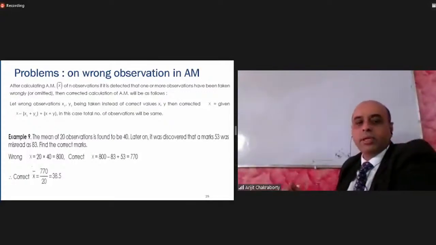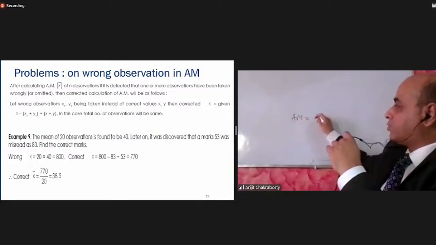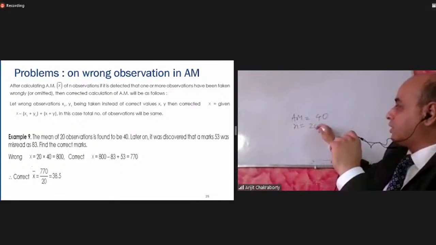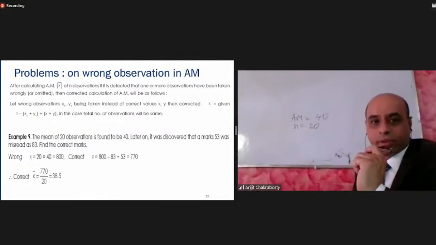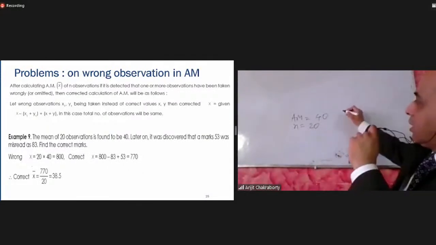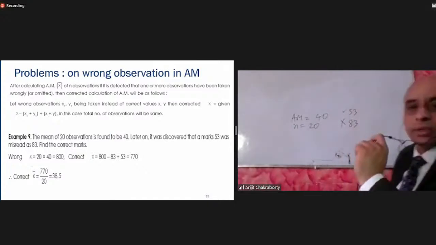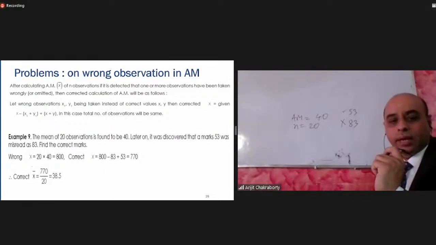So there was a mean of 20 observations. The AM of 20 observations is found to be 40. Number of observations is 20. Please note, later on, it was discovered that a mark of 53 was misread as 83. So the correct mark is 53, but the wrong mark is 83. We have to find the correct average.